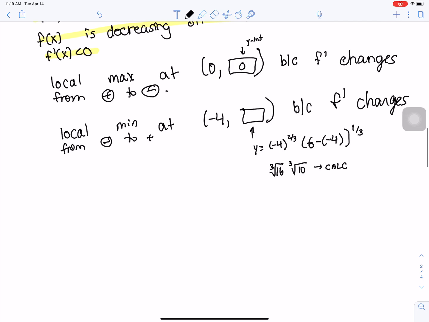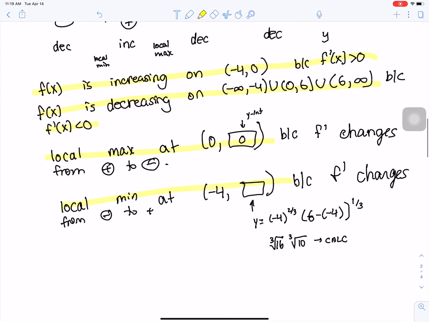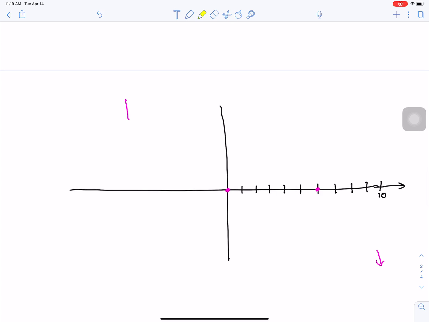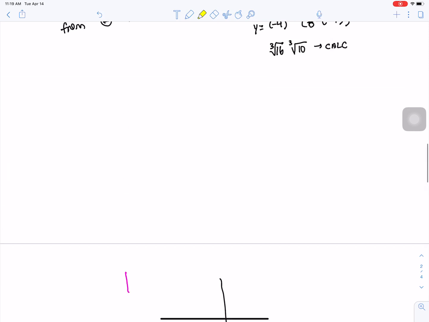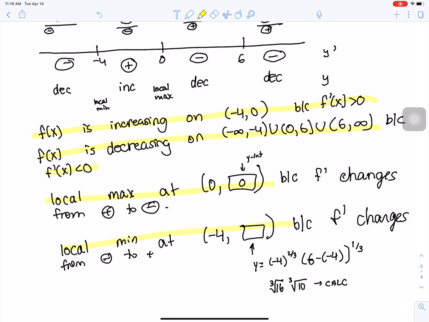So let's transfer that information onto our graph. So there's a local max at 0, 0. So we know, whoops, did I make a mistake here? So my sign at 0 switches from positive to negative. Minus, plus, minus, minus. Let me just refer to my solution key here for a moment.